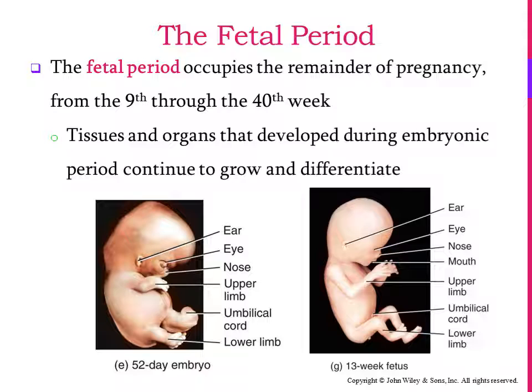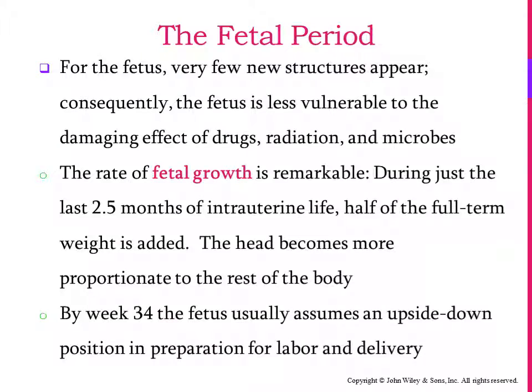And by 13 weeks, the fetus definitely takes on a more human appearance. The body is a little more proportional to the head. The limbs elongate. You see the structures on the head, such as the ear, the eyes, the nose, the mouth, etc. Okay, and that's only 13 weeks gestation, early in the pregnancy.